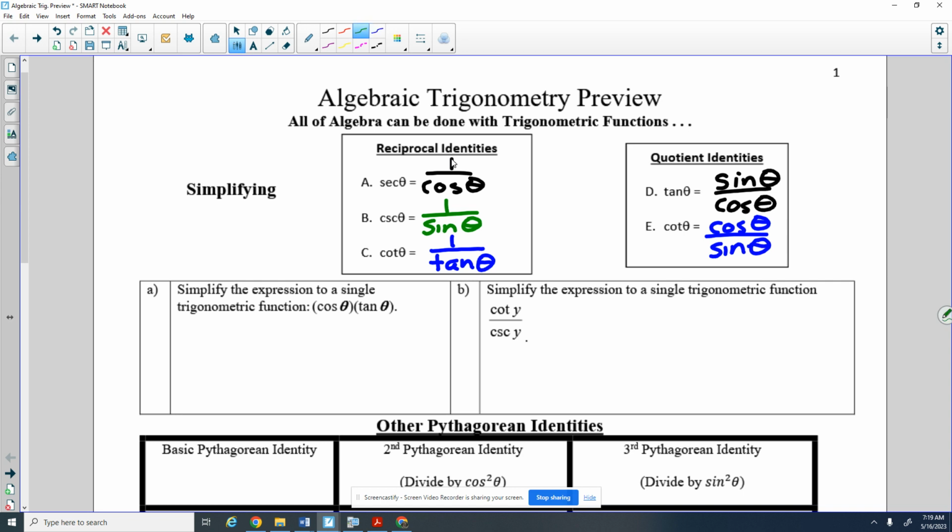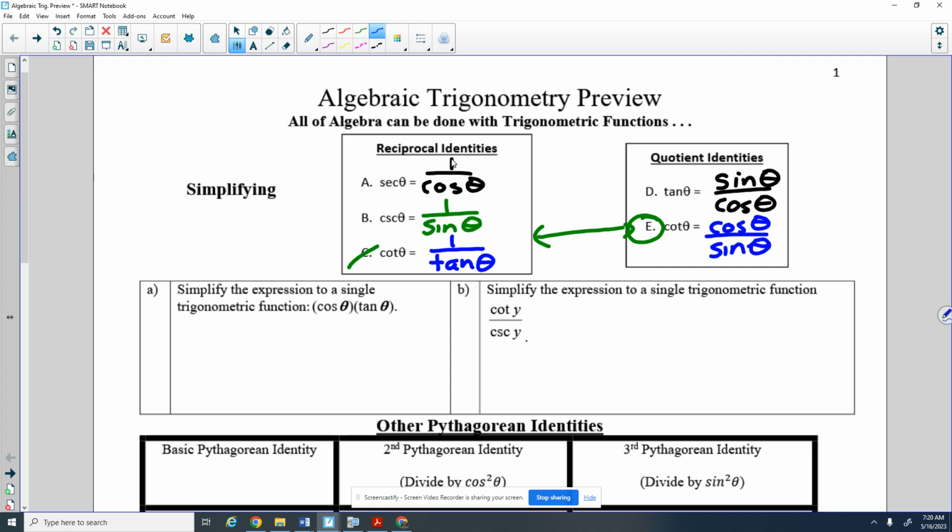So all of these are unique, except we have two identities for cotangent. And when we do simplification problems, we almost always use E. We don't really use C. So that's just a reminder. And that's because if you look at the other four, secant, cosecant, tangent, and the second version of cotangent, they only contain sine and cosine, which makes canceling and working with them easier.